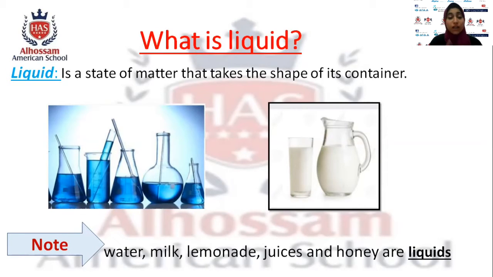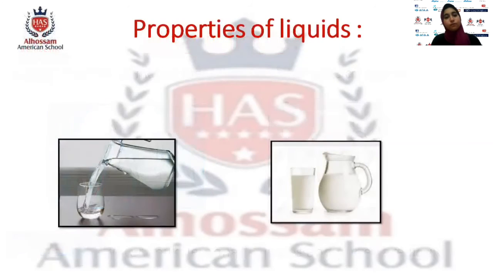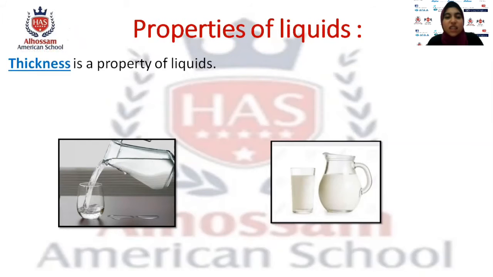Milk, water, lemonade, juice, and honey are liquids. What are the properties of liquids? We said before that a property is something we use to compare or to change or to differentiate between objects. The property of liquids is thickness.